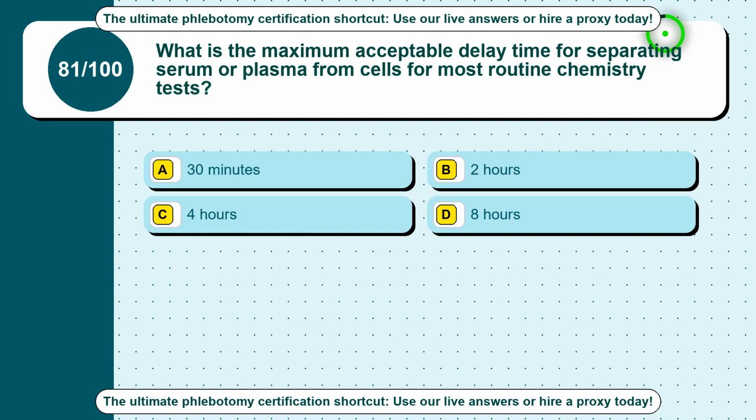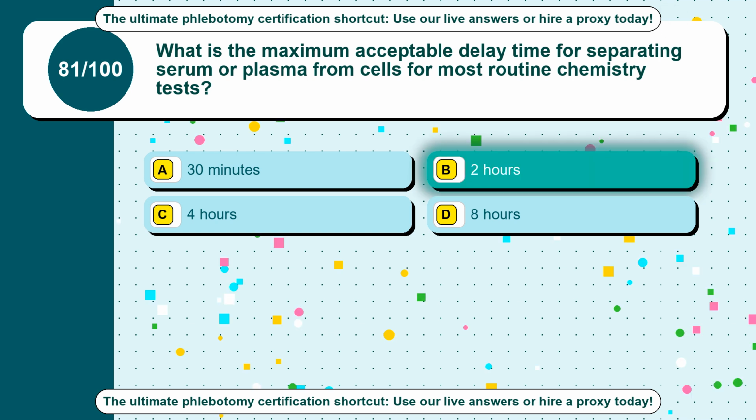Question 81. What is the maximum acceptable delay time for separating serum or plasma from cells for most routine chemistry tests? Option A, 30 minutes. Option B, 2 hours. Option C, 4 hours. Option D, 8 hours. The correct answer is option B, 2 hours.